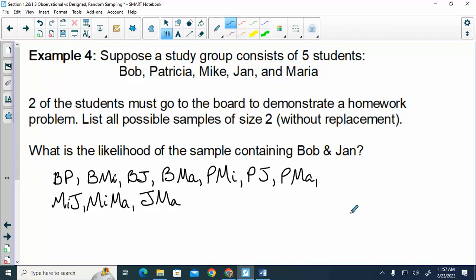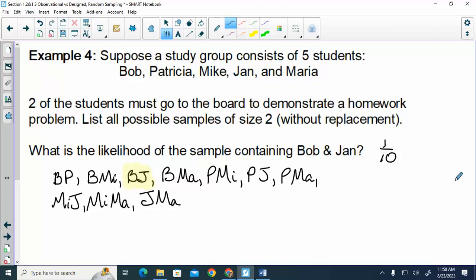What is the likelihood of getting Bob and Jan? So how many of these groups are Bob and Jan? 1. Out of how many total options? So there's a 1 in 10 chance that those 2 get selected together. Is that okay?